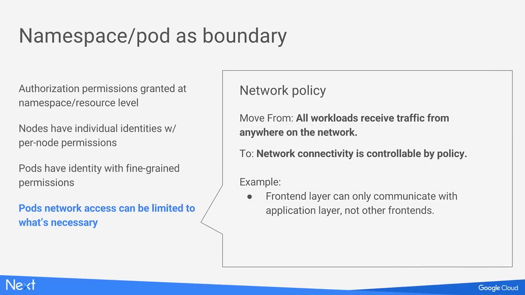And then fourth, network policy. So we'd like to move from all workloads receiving traffic from anywhere on the network to having network connectivity controllable by policy. So this case would be where you have a front-end system, maybe a back-end system. The front end should be able to talk to the back ends, but the front ends maybe shouldn't be able to talk to each other. And maybe your front end shouldn't be able to go out to the public internet and do other things. And we have some basic support for network policy right now. It requires some external plugins, and so we're going to iterate on that over time.